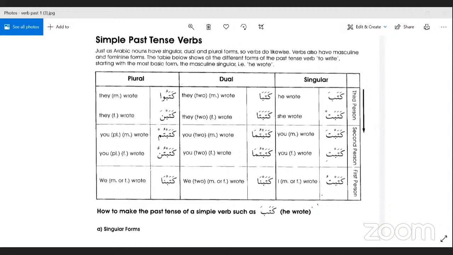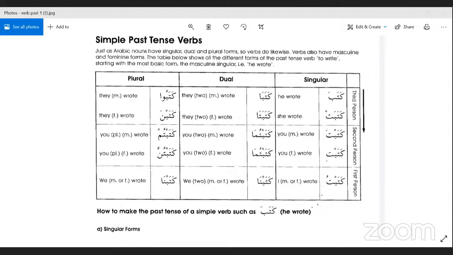Kabura means he just became big. So kabura, he became big, singular, masculine. Kabura, they two became big, dual, masculine. Kaburu, they all became big, masculine, plural. Kaburat, she became big, singular, feminine.